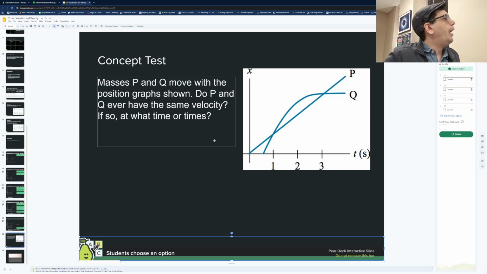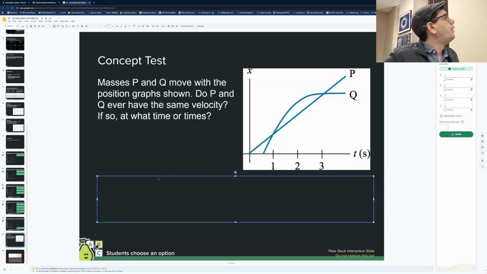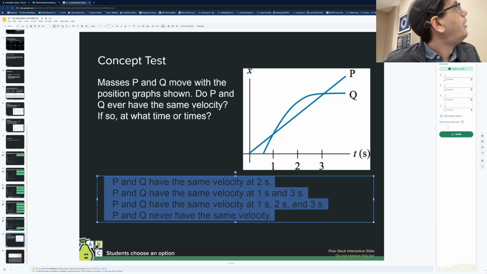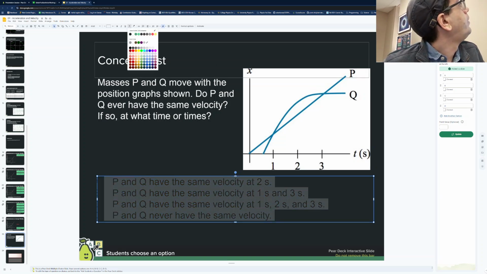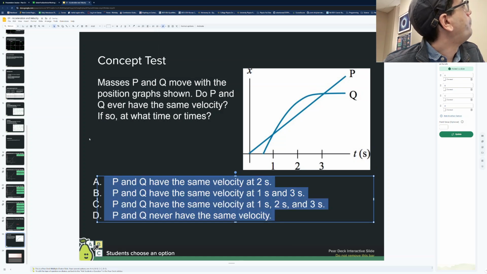And I forgot to change that color to, there we go. Okay.